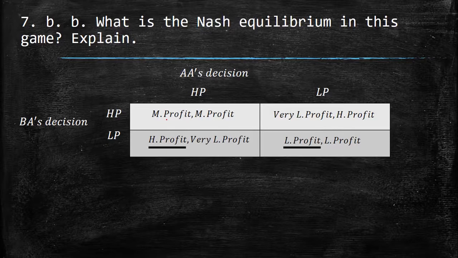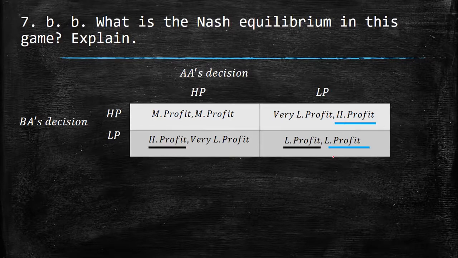Let's move with the other one. If BA moves with high price, AA's decision should be better high price or low price? They should be better medium or high profit? They should be better high profit. Then the other one, when the BA's decision is low price, what should be better, high price or low price? It means very low profit or low profit. Should be better low profit.